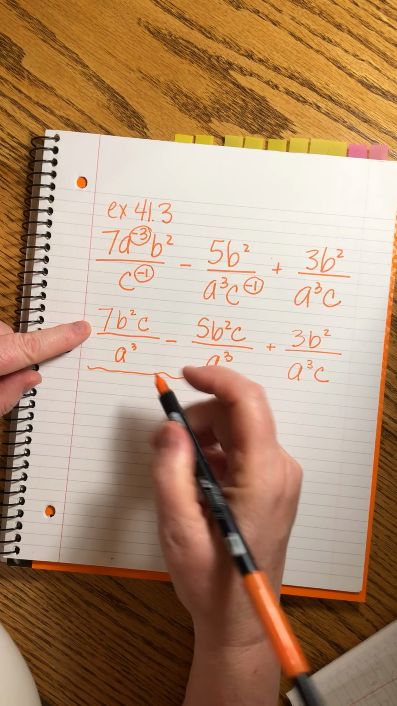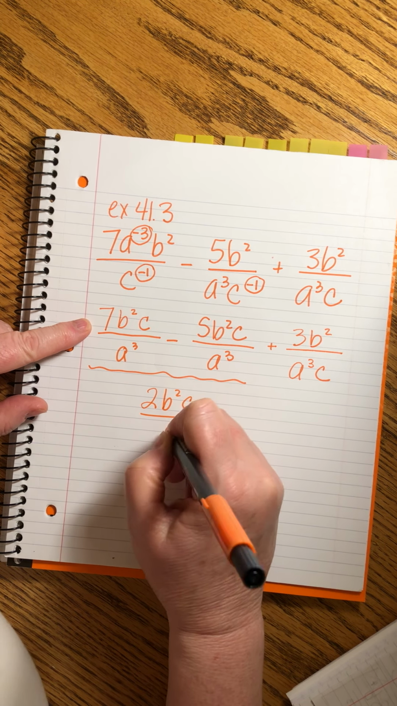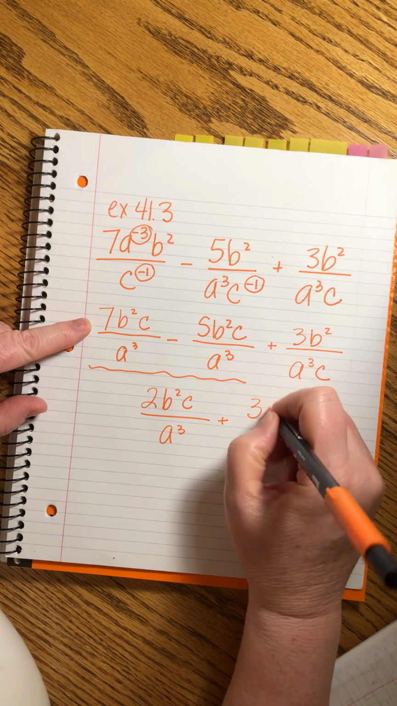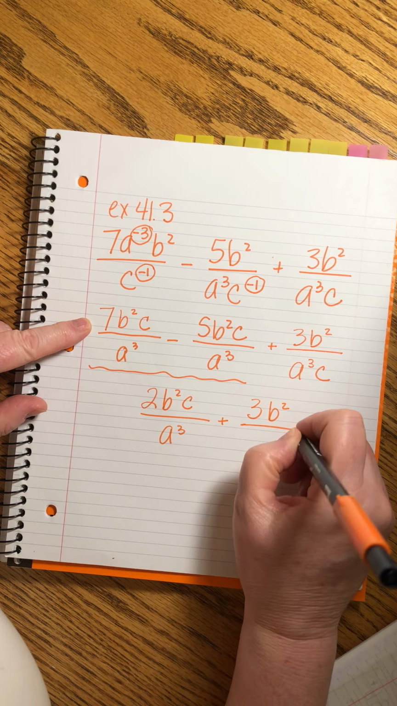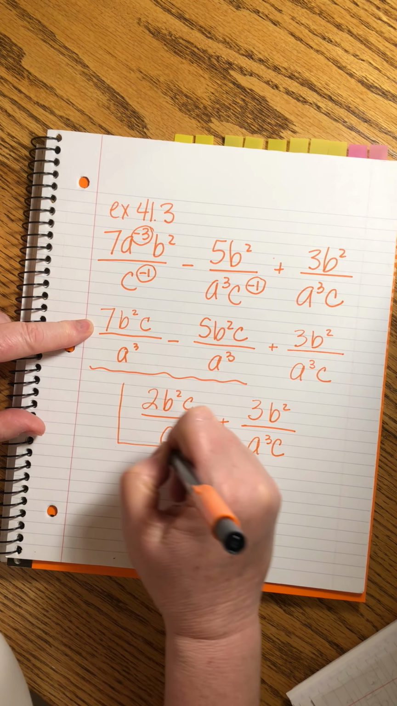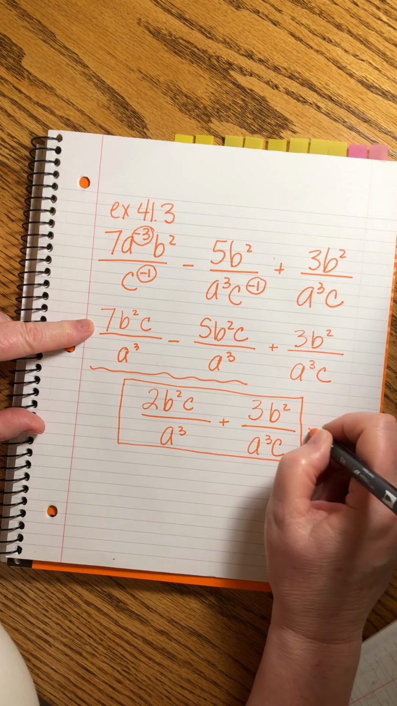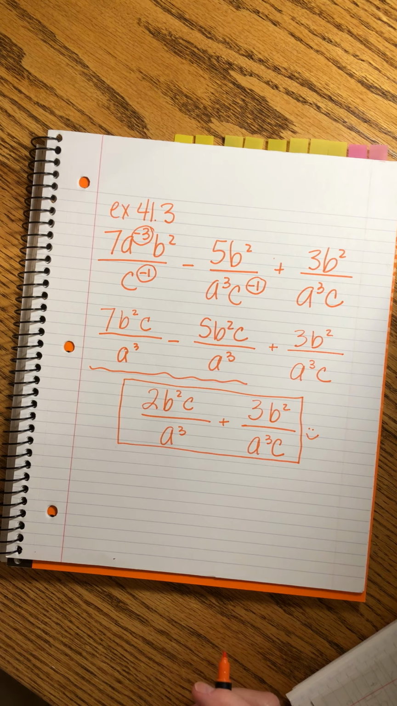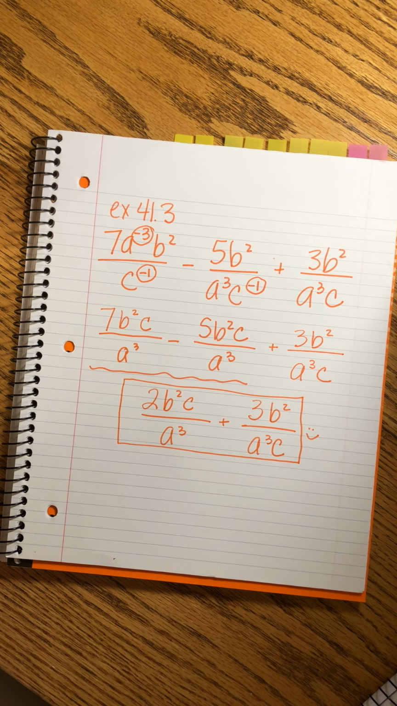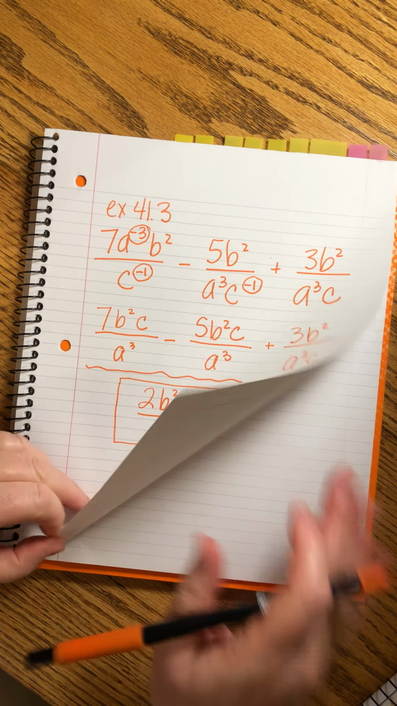So 7 minus 5 is 2b squared c over a to the 3rd plus this other thing, untouched. And that is as good as it's going to get. Isn't that sad? I mean, kind of, right? I don't know how much emotion you feel for problems that don't work out, but the struggle is real.